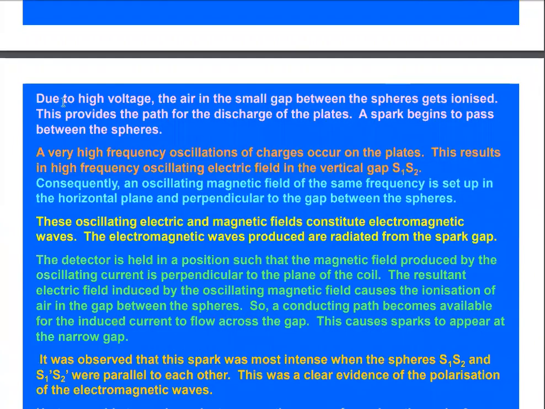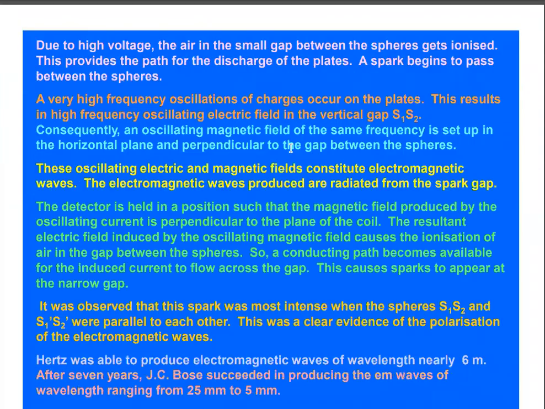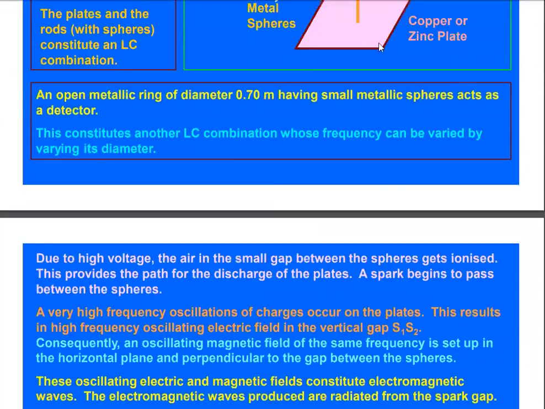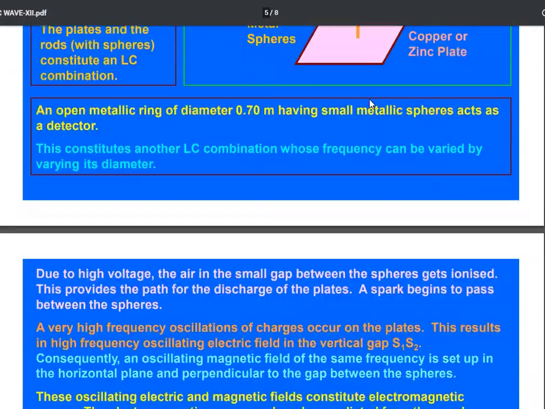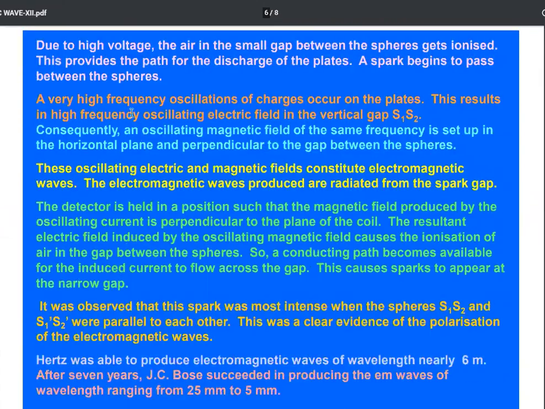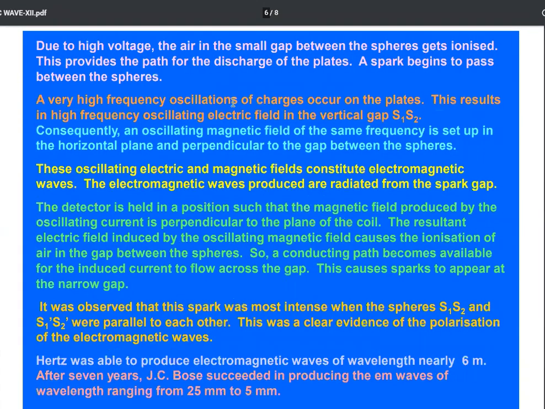And so due to the high voltage, air in the small gap between the spheres gets ionized, and this provides the path for the discharge of the plates. A spark begins to pass between the spheres. As a result, these two ions will move towards the spheres in accordance with their polarities.